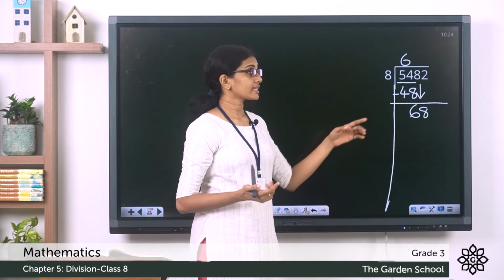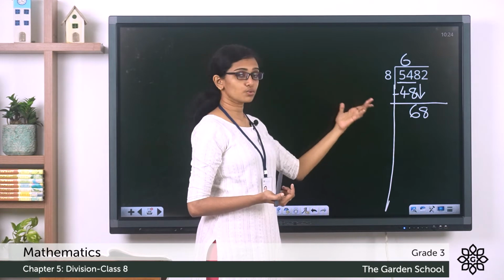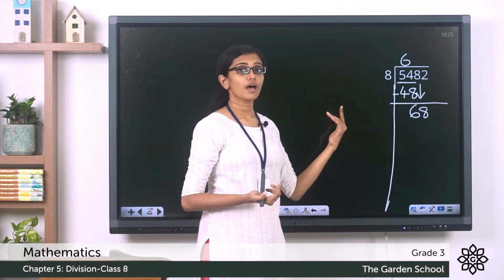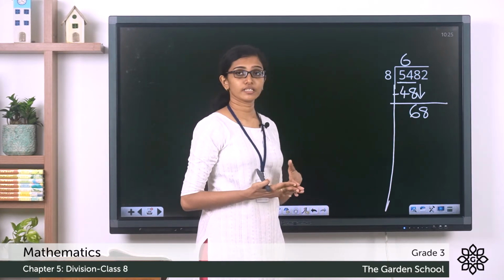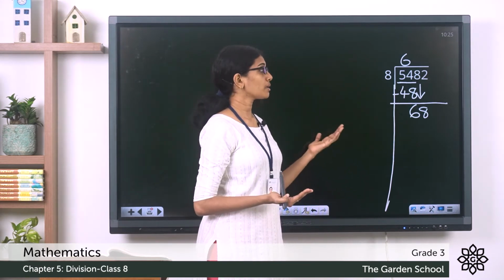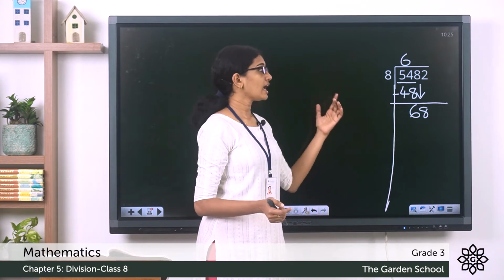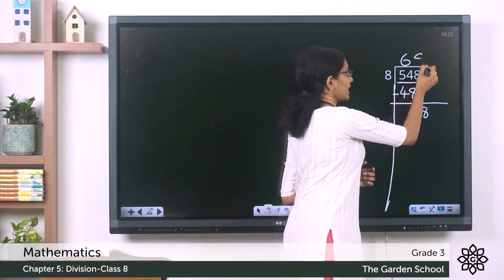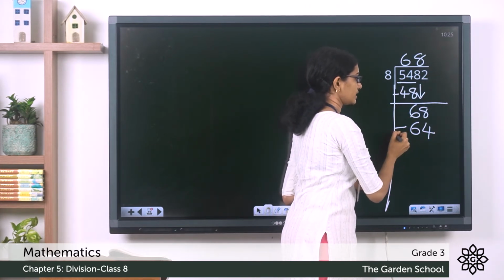Recite the divisor's table, which is 8 here. 8 2s are 16, 8 3s are 24, 8 4s are 32, 8 5s are 40, 8 6s are 48, 8 7s are 56, 8 8s are 64, but 8 9s are 72, which is more than 68. So don't take that. 8 8s are 64 is enough. So let's do 8 8s. 8 8s are 64. Let's write it here.